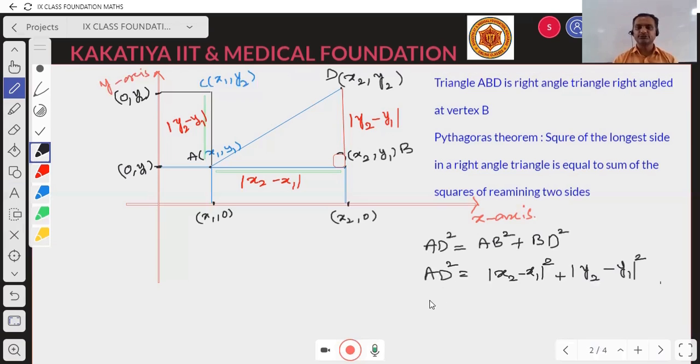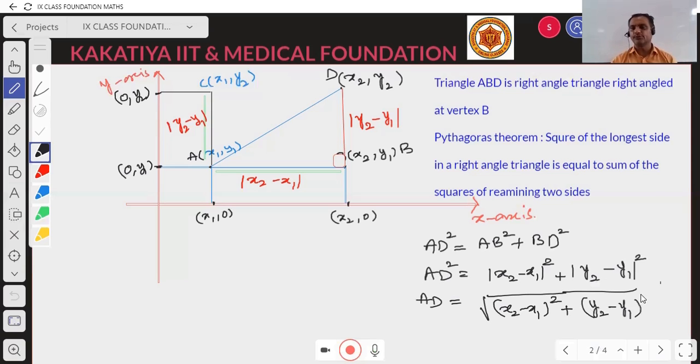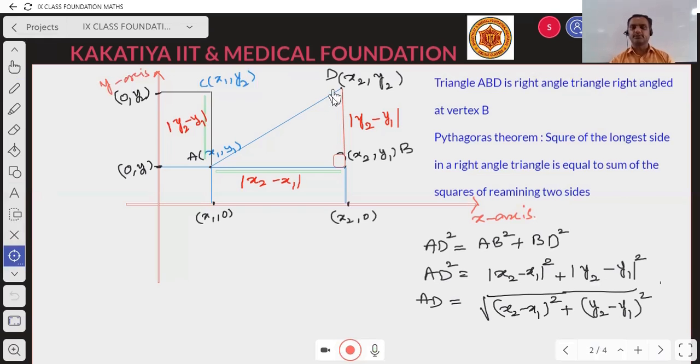Now, if I remove this square over here, what will I get on the other side? I'll get the square root, so the square root of x2 minus x1 whole square plus y2 minus y1 whole square. This gives us the distance between point A and point D. What's the formula to find the distance between any two points in the coordinate plane? It is the square root of x2 minus x1 whole square plus y2 minus y1 whole square. Sir, where has the modulus symbol gone then? See, as we are taking the square of the number, it is always positive.